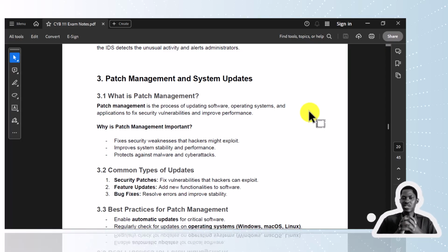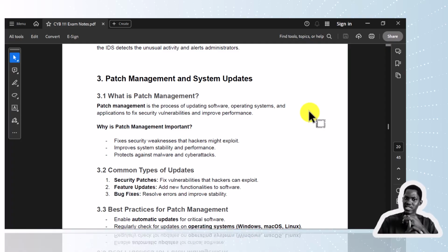Why is patch management important? We've already gone through why it is important before, but let's look at these three points again. It fixes security weaknesses that hackers might exploit. So the vulnerability that hackers may exploit, it will fix it for you.